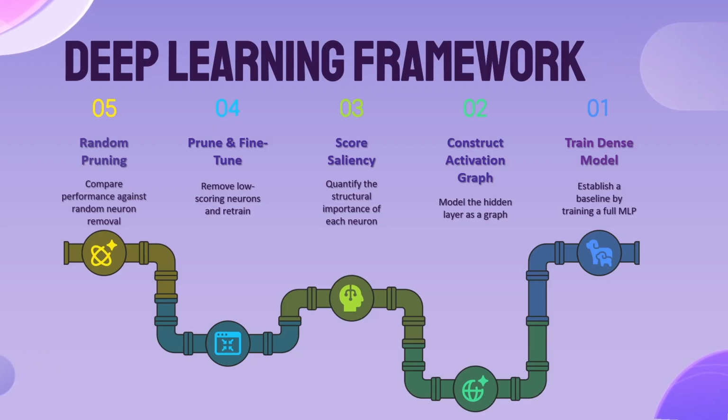And finally, we perform random pruning to serve as a baseline comparison. By removing neurons randomly, we can see how much better our structured pruning performs compared to the random one. This entire framework, from training a dense model to pruning and fine tuning, helps create a more efficient and interpretable deep learning system without significantly sacrificing the accuracy.